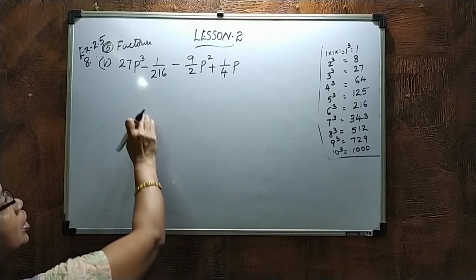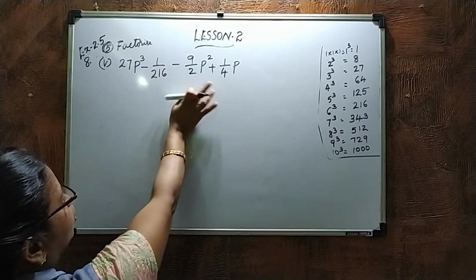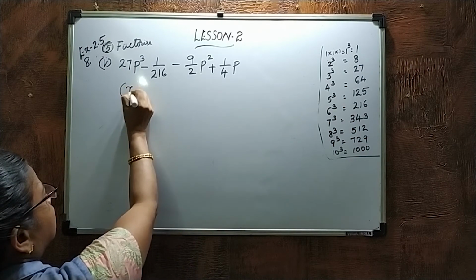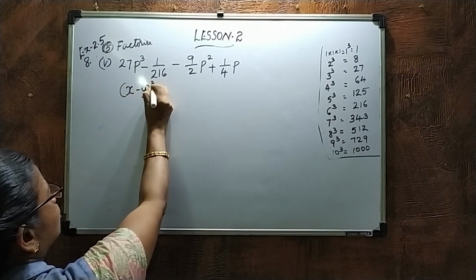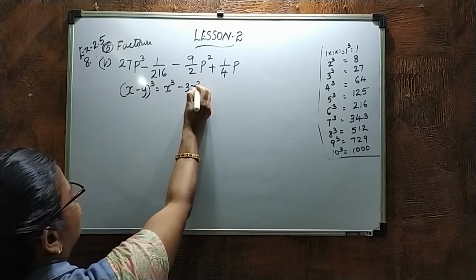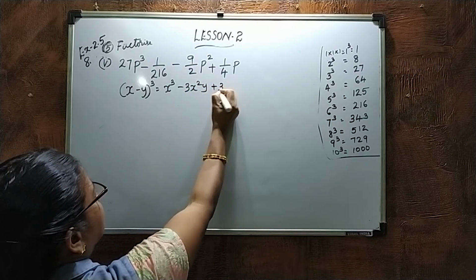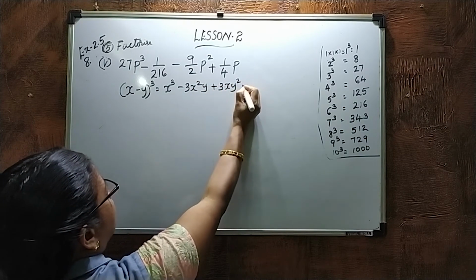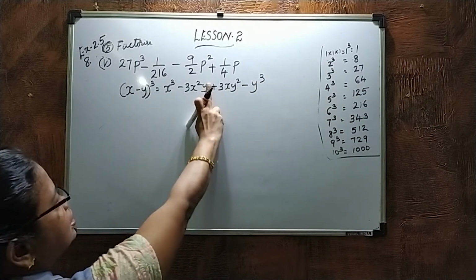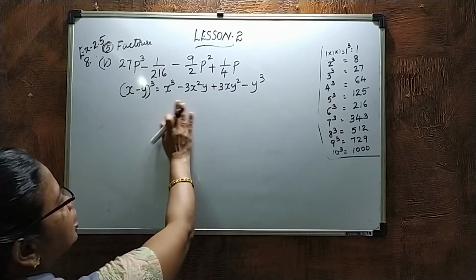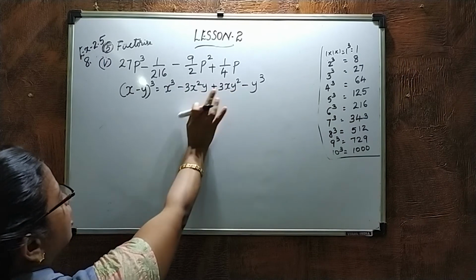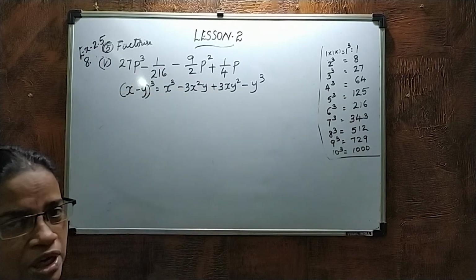So you have to use which one? Here also just look, 2 minus signs, 1 plus sign. So which identity do you have to use? (x minus y) the whole cube equals x cube minus 3x square y plus 3xy square minus y cube. Just look, 2 minus signs, 1 plus sign. And how many terms are there? 4 terms are there. Here also 4 terms. Then 2 cubical terms are there. Here also 2 cubical terms are there.